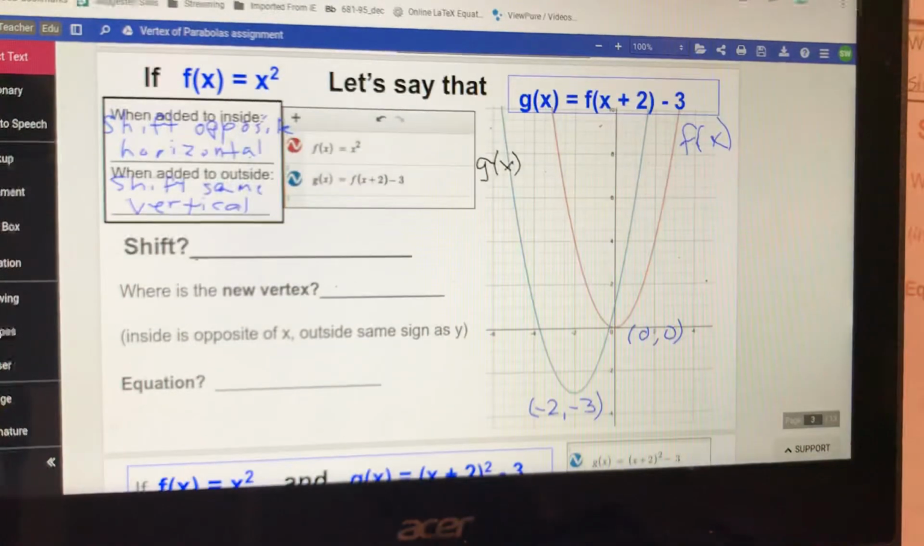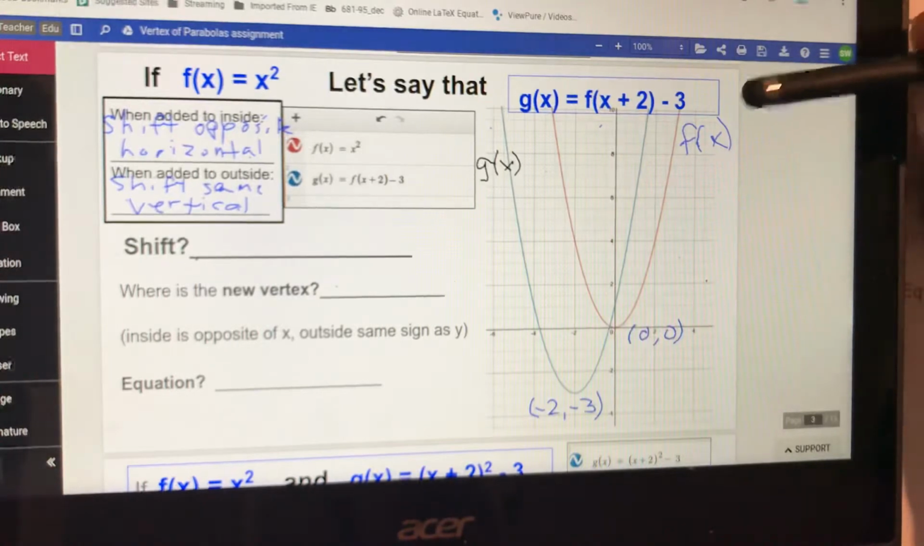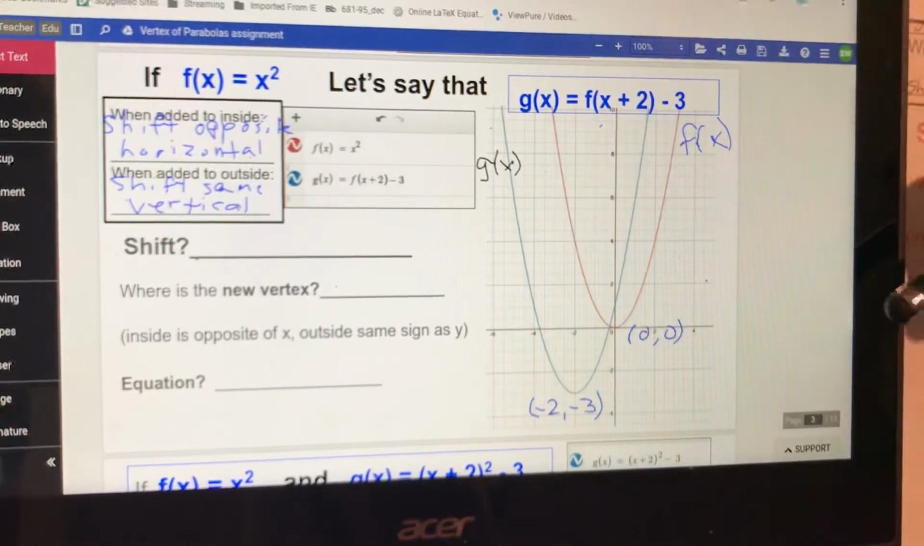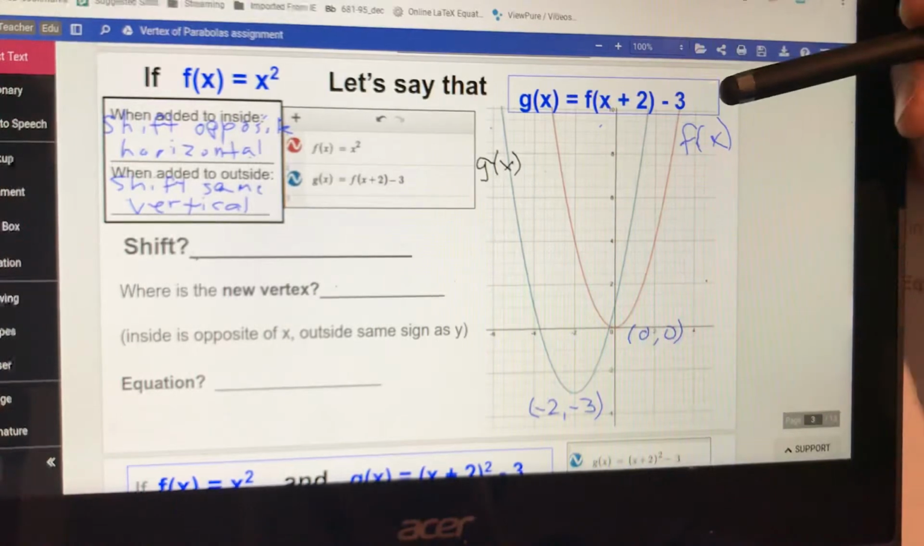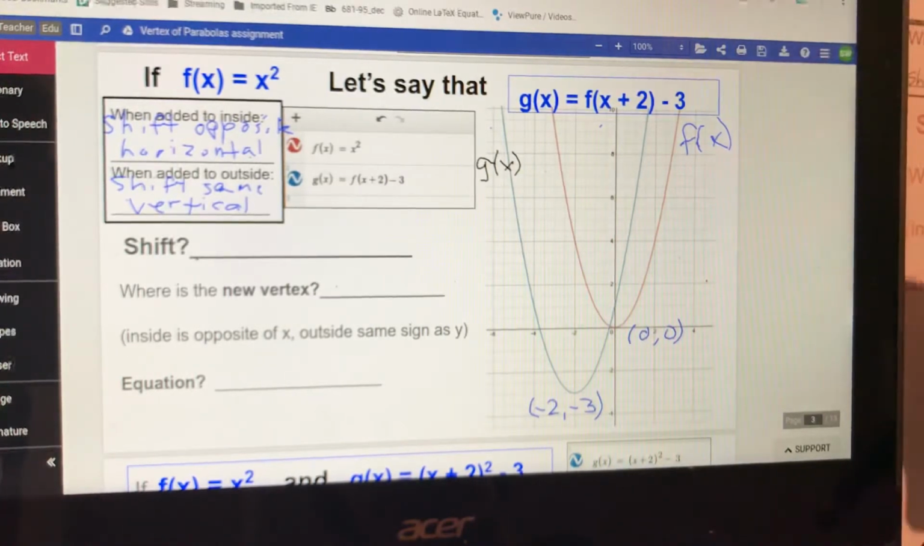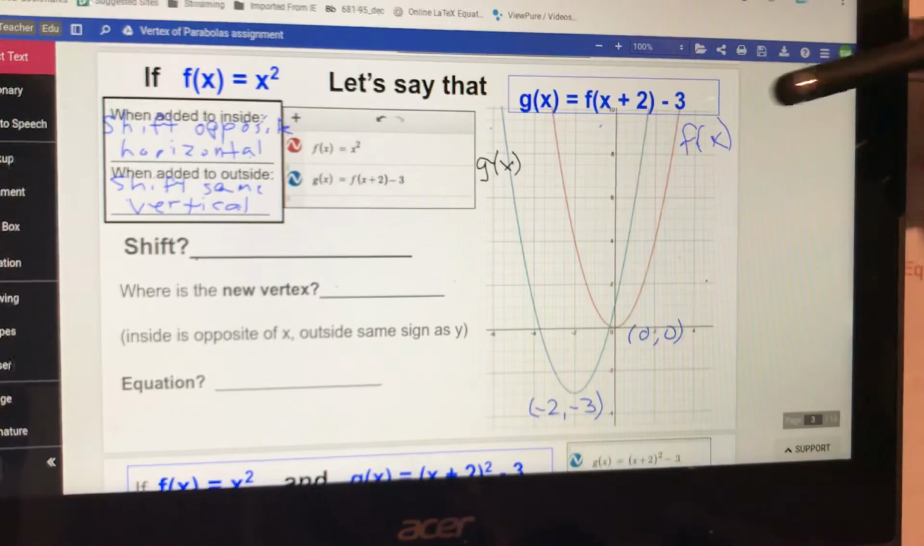So let's take that parent function, f of x equals x squared, and let's talk about what would happen if we added 2 to the inside of the parentheses and subtracted 3 to the outside. Now notice that this is transformation notation. It has no square. This could be used for any function, including a square root function or an absolute value function, which we are going to get into later next week. We're going to talk about it as it applies to the parabola or the quadratic function now. But notice how these are just the instructions or just the directions.